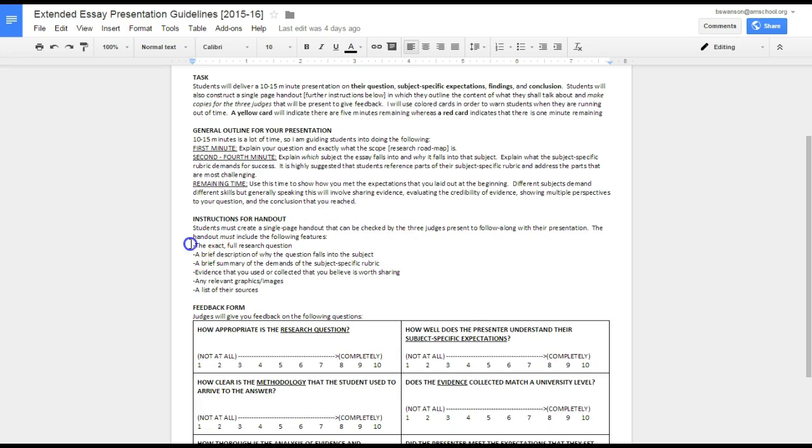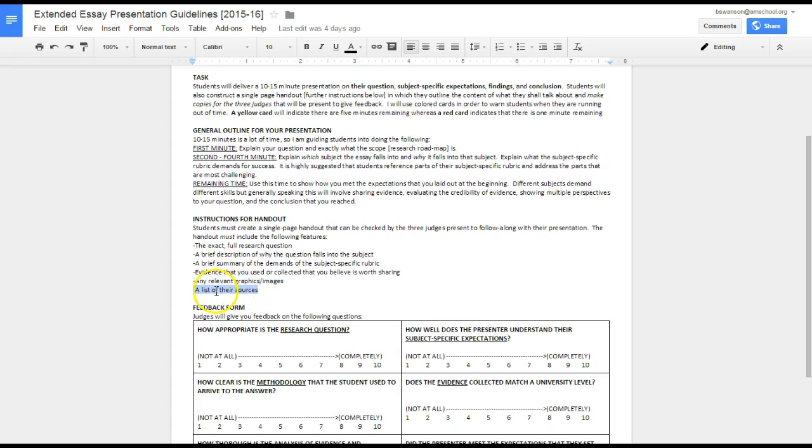So here we've got the different parts that should be in the handout. The exact full research question, a description of why the question falls into the subject, details about what the rubric is expecting, the evidence that students collected to make their argument, relevant graphics or images, and a list of your sources.